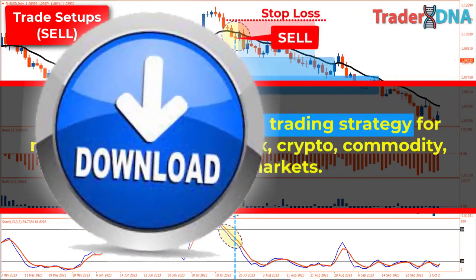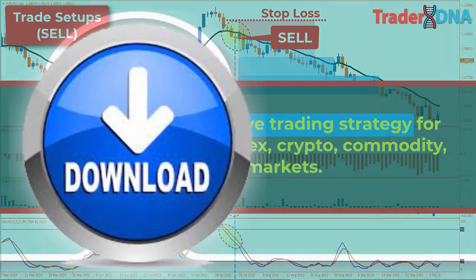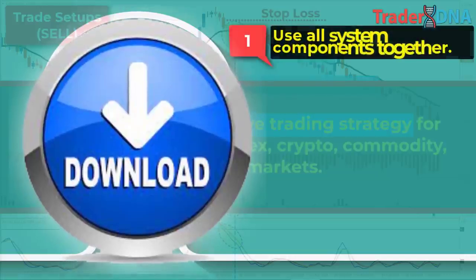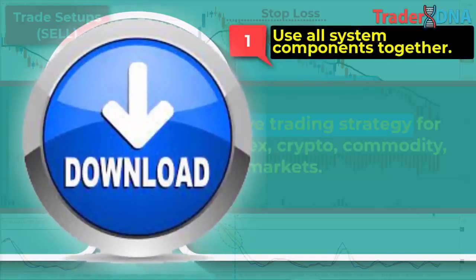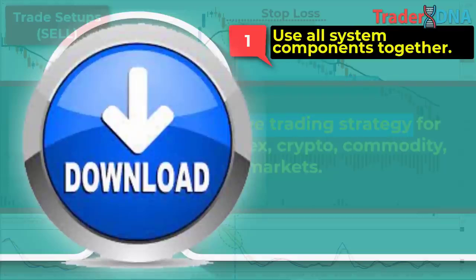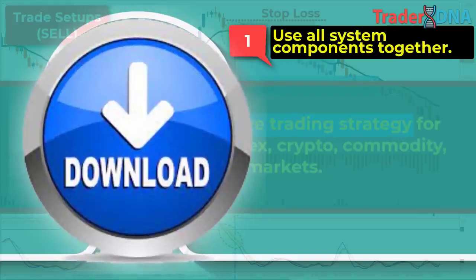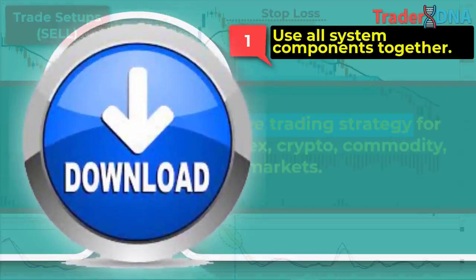General tips for using the bull's and bear's power indicators. First, use all system components together. Elder created the bull's and bear's power indicators to be used together along with the 13-day EMA. They were not intended to function as standalone individual indicators.